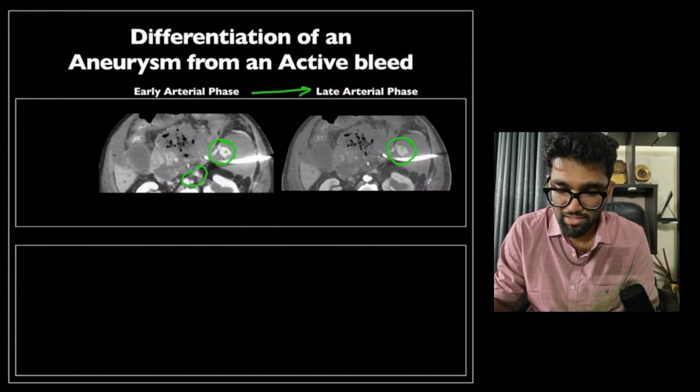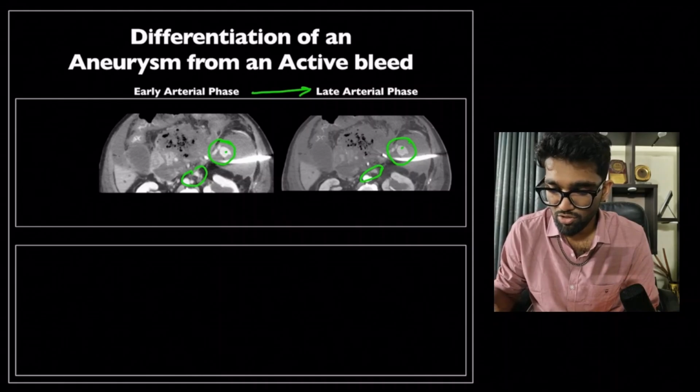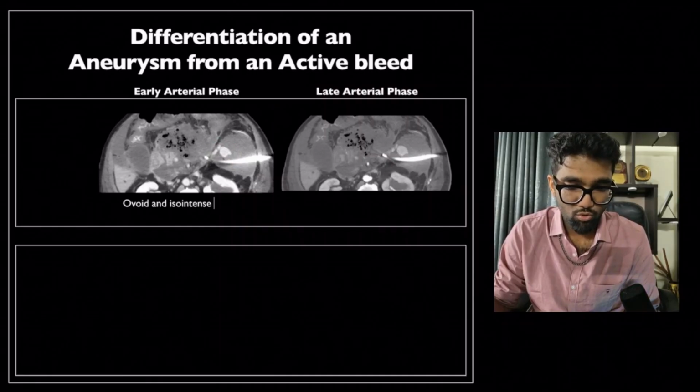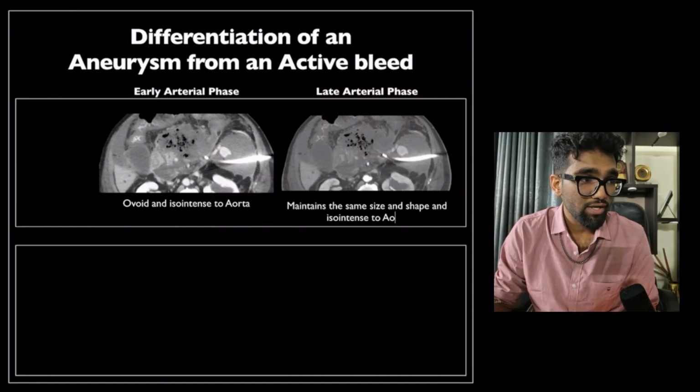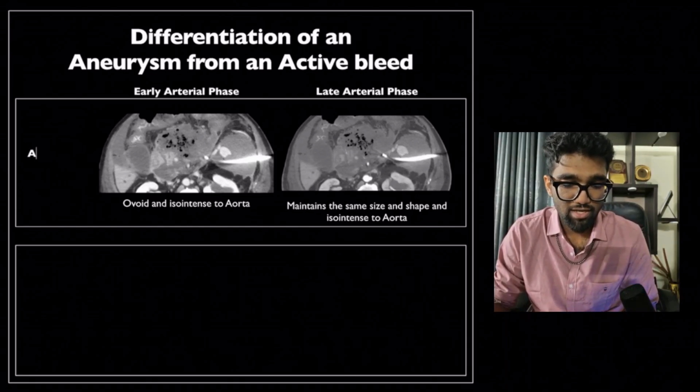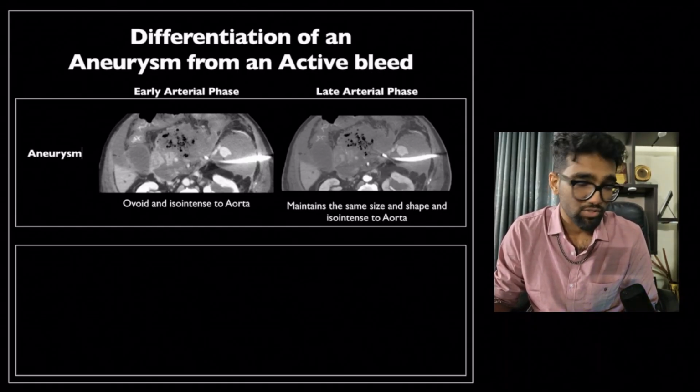Okay, so here it is slightly less intense, but the aorta is also becoming less intense as contrast is leaving the aorta and the arterial bloodstream. So this is ovoid and isodense to the aorta. This is also ovoid and maintains the same shape, and again is isodense to the aorta. So our inference is that this represents an aneurysm.